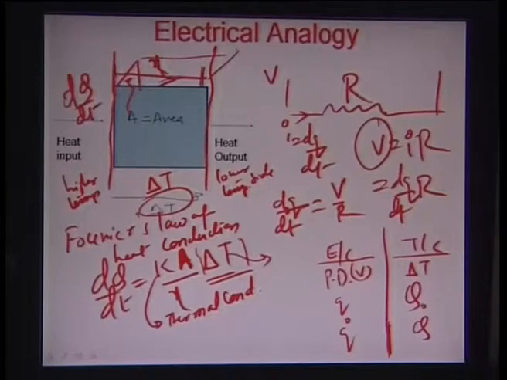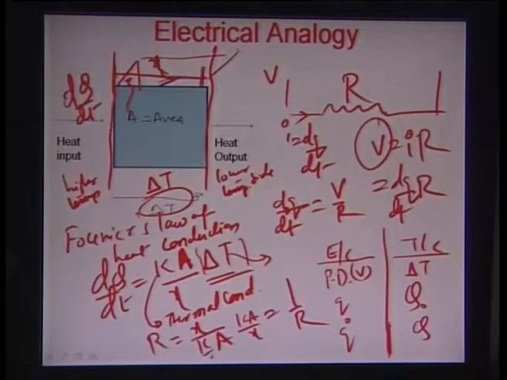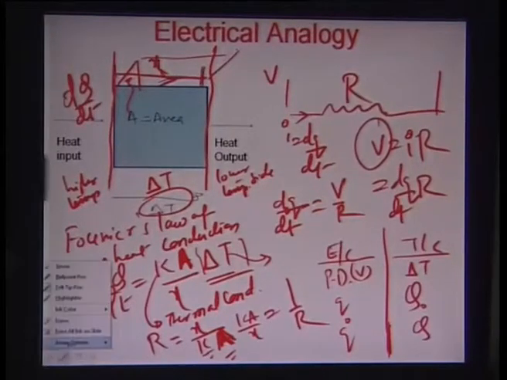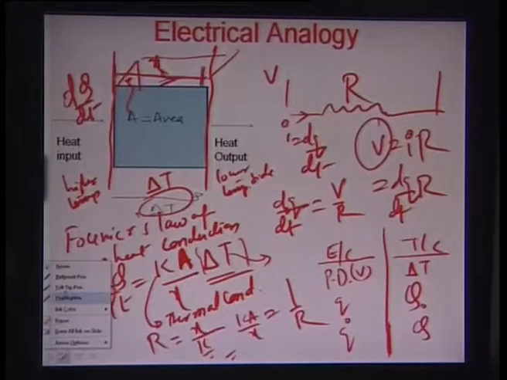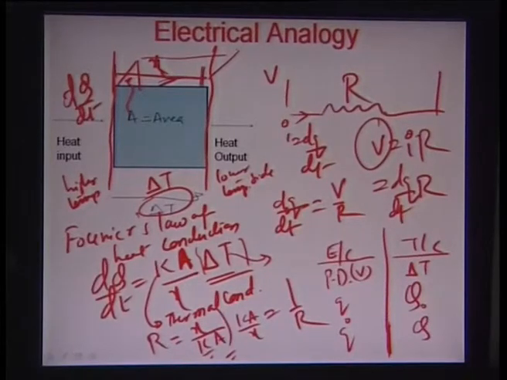So delta T is the equivalent of V, and essentially K by X is the same as 1 by R. Or R, the thermal resistance in this case, is X by K times A. K is the thermal conductivity, A is the area of cross section perpendicular to the direction of the heat flow, and X is the length across which the heat flows, causing a temperature difference of delta T across both its surfaces. So the thermal resistance equivalent in this particular thermal circuit is X by K times A.